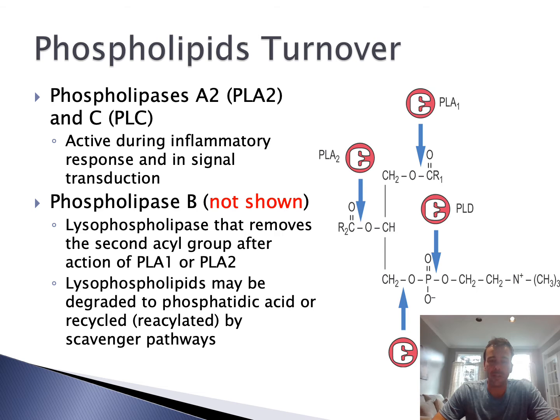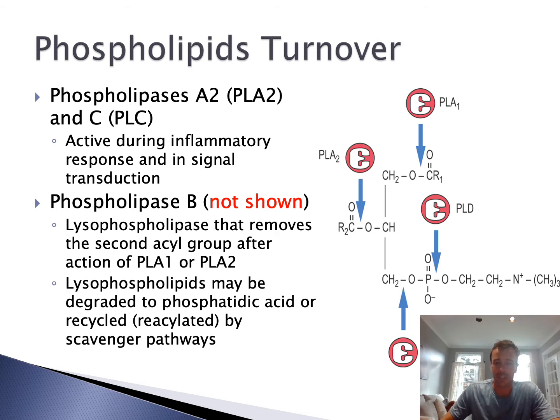Phospholipids can also be turned over by phospholipases. There are different phospholipases, and they are named differently depending on which bonds they interact with. So for example, a phospholipase A2, as shown here, cleaves this fatty acid, the second fatty acid. Phospholipase A2 and phospholipase C are active during inflammatory response and in signal transduction.